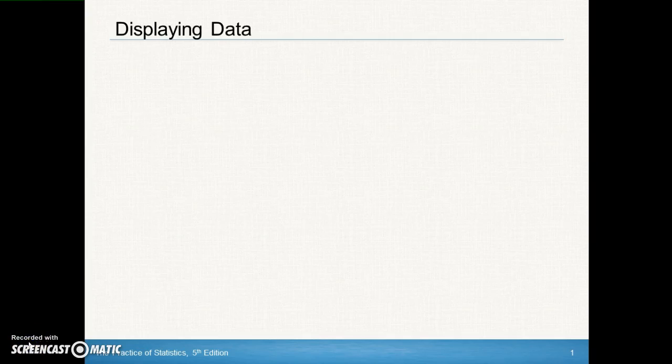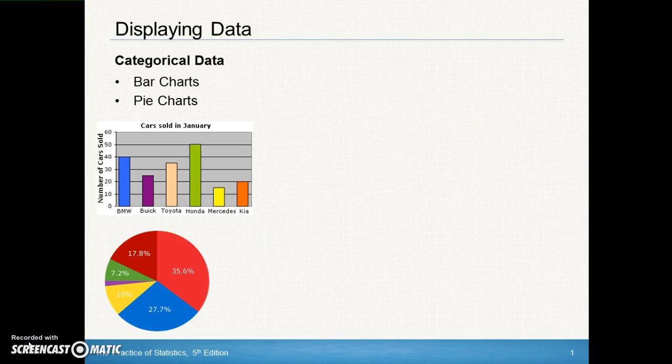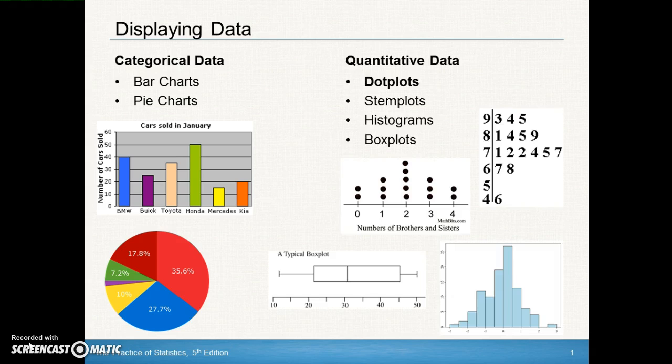Last week, we talked about how to display categorical data, bar charts and pie charts specifically. We also talked about how pictograms are not an effective way to display data. Today, we're going to start discussing quantitative data and the way that we display quantitative data that involves numbers.